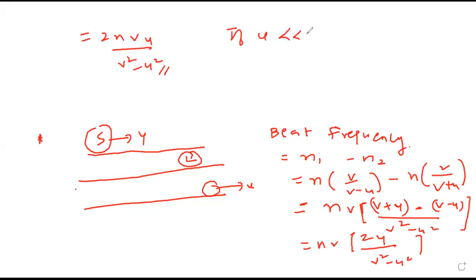If U is very, very less than V, we know the speed of sound is 320, 330, 340. If not given anything, we'll take 340. If given, then definitely it is in that 300 range. And this is the speed of the source, maybe 5, 6, 7, which is very small. I can neglect U square. Then U square can be neglected.